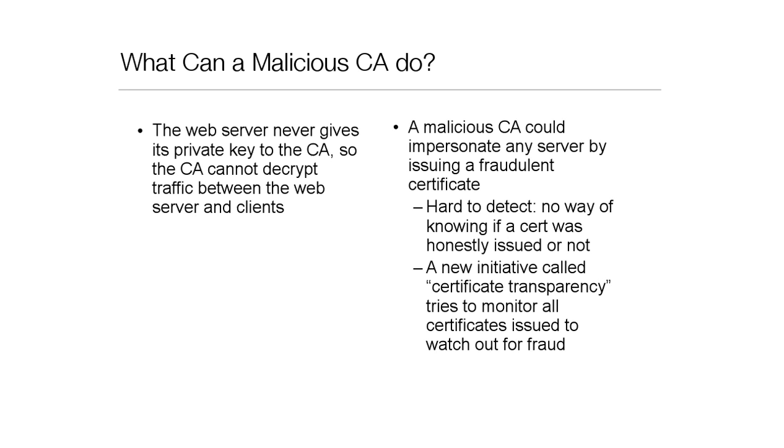A malicious certificate authority could impersonate any server by issuing a fraudulent certificate, and it is hard to detect, with no way of knowing if the certificate was honestly issued or not. A new initiative called Certificate Transparency tries to monitor all certificates issued to watch out for fraud. So a malicious certificate authority can impersonate any server.